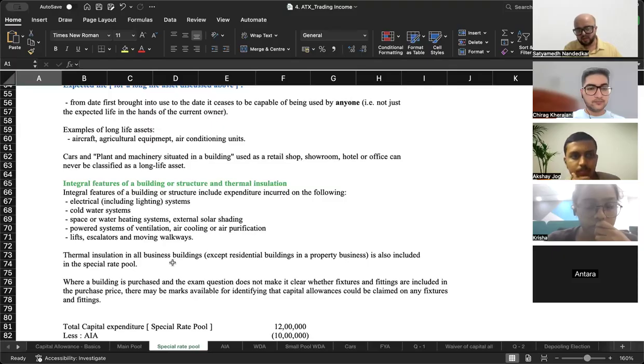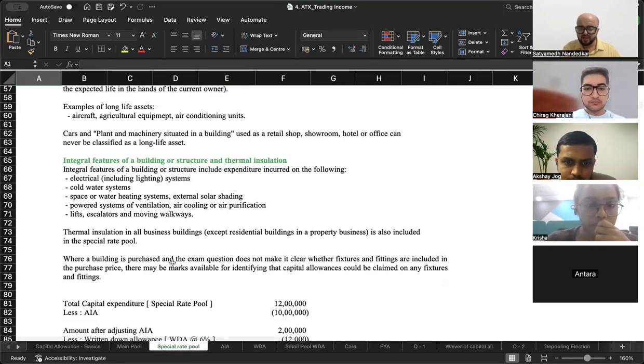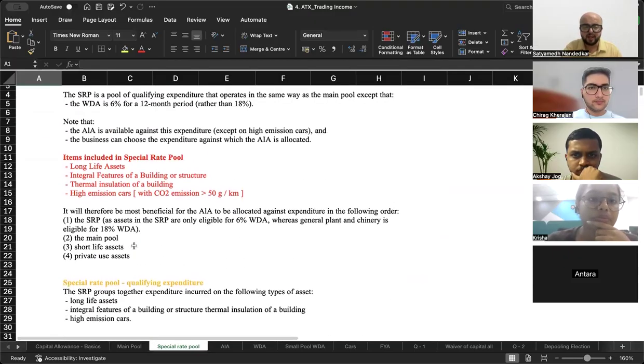Where a building is purchased and the exam question does not make it clear whether fixtures and fittings are included in the purchase price, there may be marks available for identifying that capital allowances could be claimed on fixtures and fittings. Basically, on the building you will get structures and buildings allowance, which we'll see later. But integral features of a building are a part of the special rate pool.